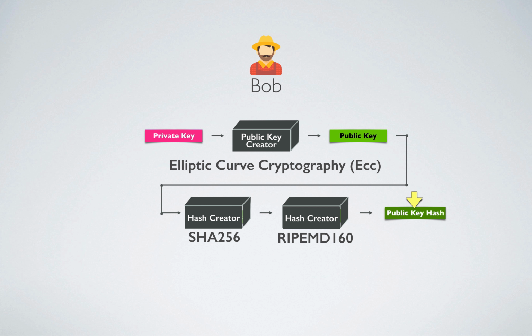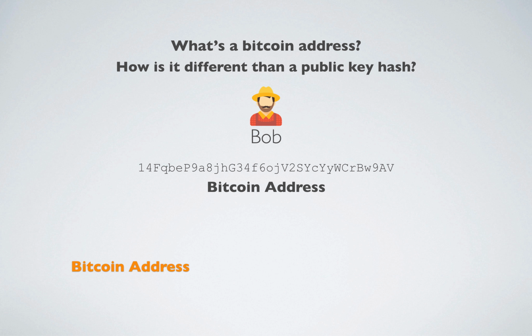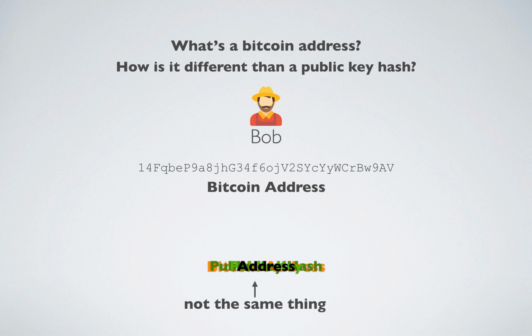Although not stored in the live blockchain, I want to touch on the main way of identifying a Bitcoin participant, and that's through a Bitcoin address. So what is a Bitcoin address and how is it different than a public key hash? Unfortunately, the terms Bitcoin address, public key hash, and address are often used interchangeably, despite the fact that they're not the same thing. In day-to-day use, Bob's public key hash isn't typically seen by users of Bitcoin.